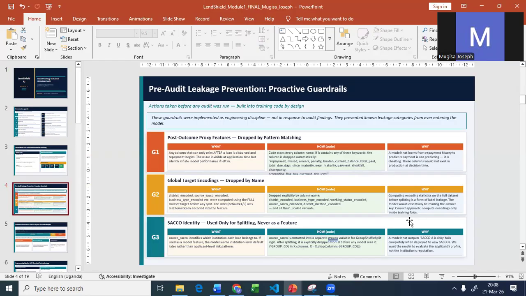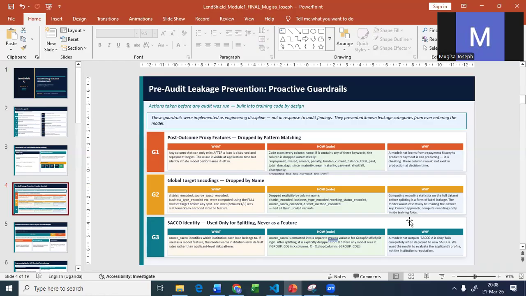We look at post-outcome proxy features. What do we mean? These are features that are only seen after disbursement, as I mentioned before. Our code scans the column names and identifies features like repayment, missed arrears, penalty, and then drops them, because the model should not be able to see those features.